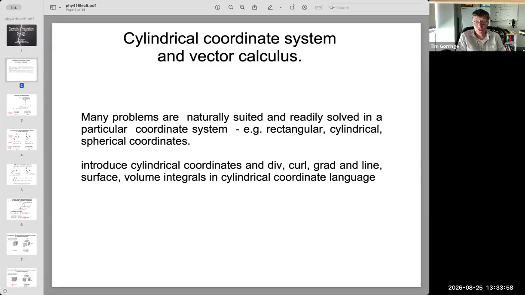When we introduced differential vector calculus and integral vector calculus, we used rectangular coordinates, Cartesian coordinates, as our example coordinate system. And so our div, grad, and curl were expressed in rectangular coordinates. Our integrals, line integrals, surface integrals, expressed in rectangular coordinates. That's great for some problems.